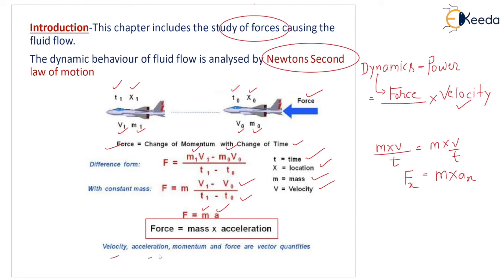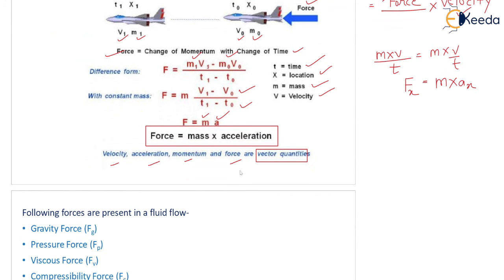Velocity, acceleration, momentum, and force are all vector quantities. Very important, all are vector quantities. So in dynamics, we are going to consider what forces are present. So we are going to discuss the forces. The question is, what are the important forces on the fluid flow? This is the answer here.